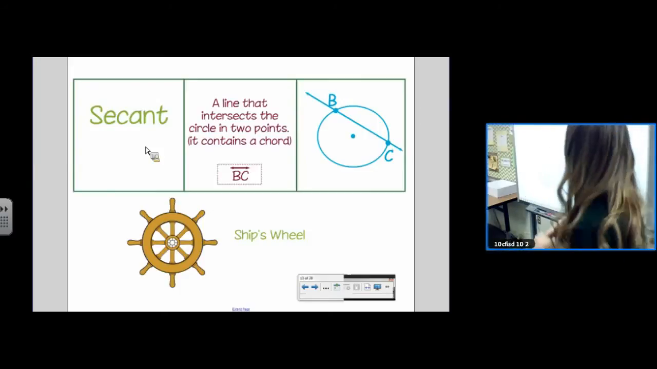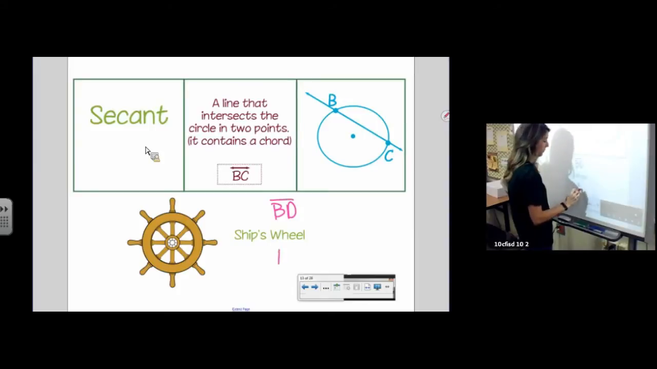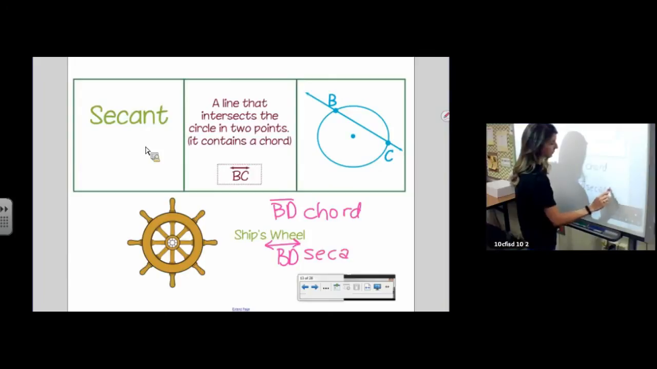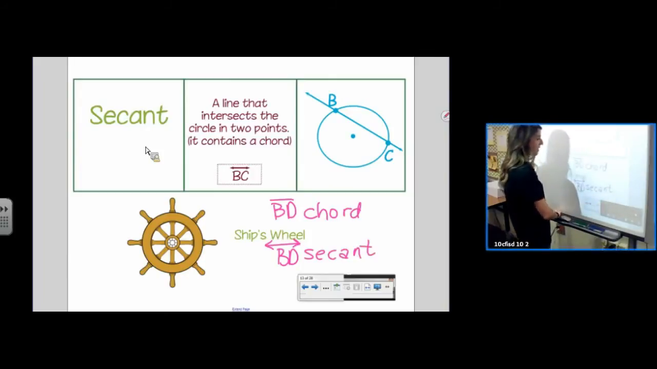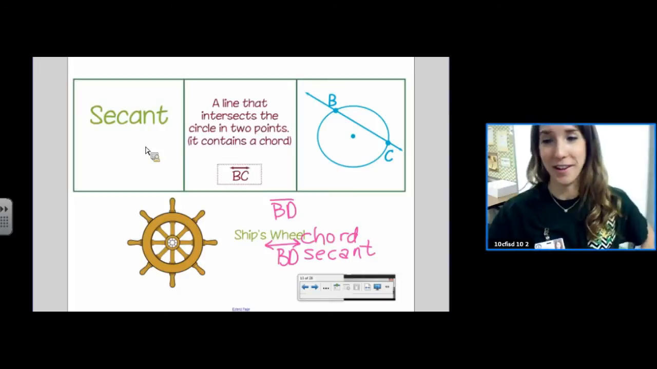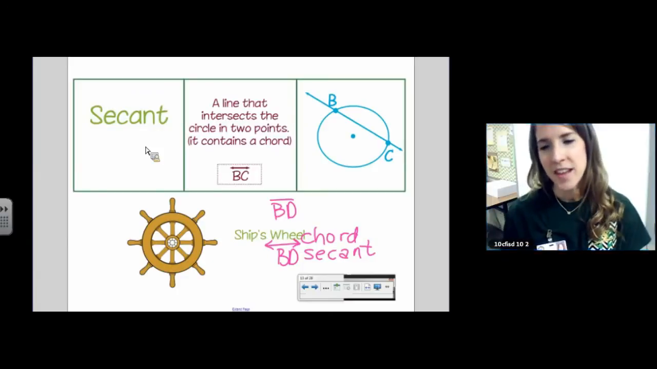A lot of people get chord and secant mixed up. So let me tell you a little trick. Pretend that it was BD. So this is our chord. And this is our secant. Now, it doesn't beat it by much. It only beats it by 1. But a secant, that word is longer than chord. So a secant is longer than a chord. So a chord has a beginning and an end, and a secant goes on forever. People get these words mixed up a lot.